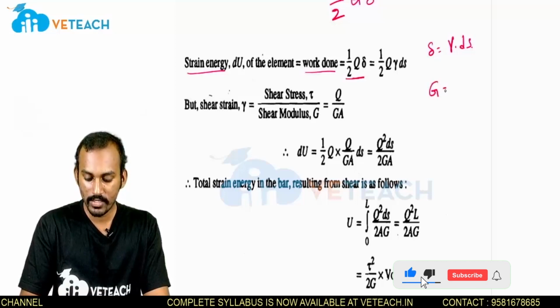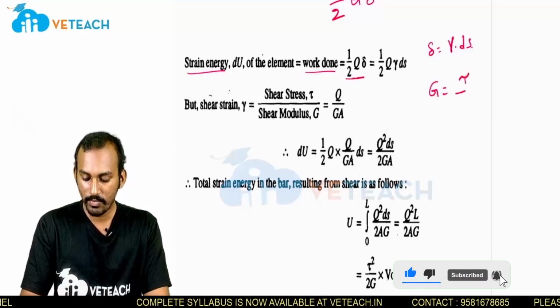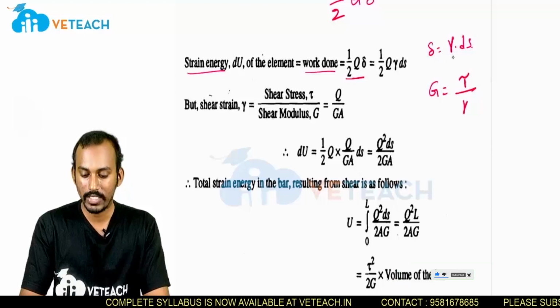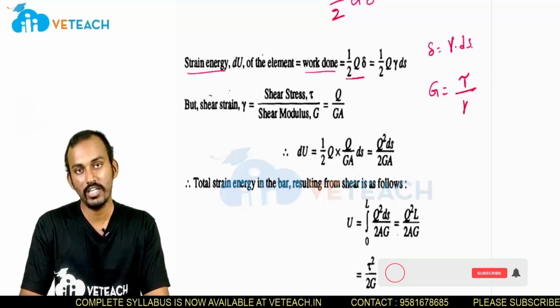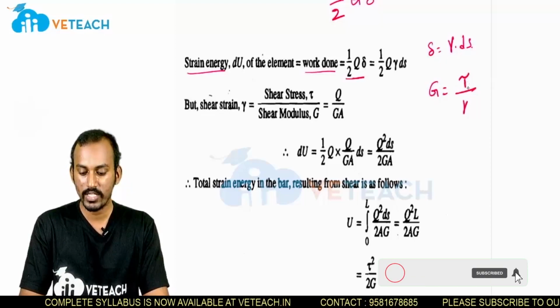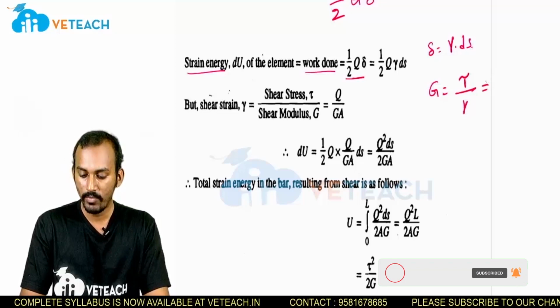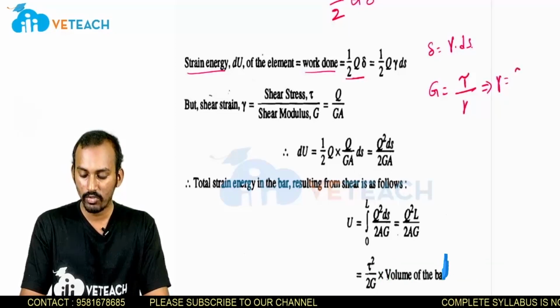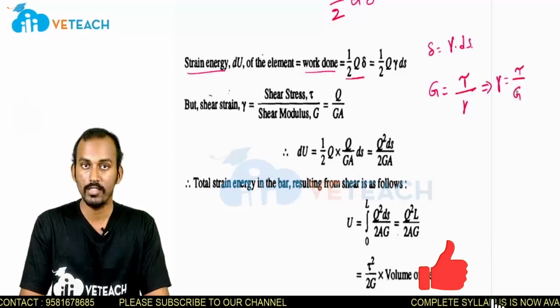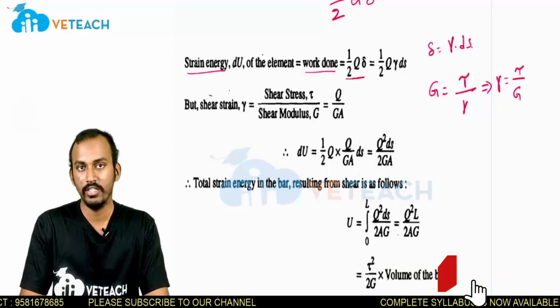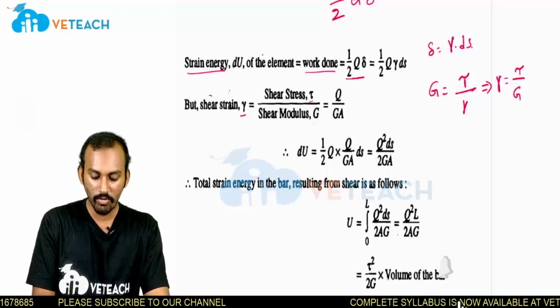So shear modulus G is equal to shear stress by shear strain. That change in angle is nothing but the shear strain here. So from this, shear strain is equal to tau by G, the shear modulus, or modulus of rigidity. So gamma is equal to tau by G.